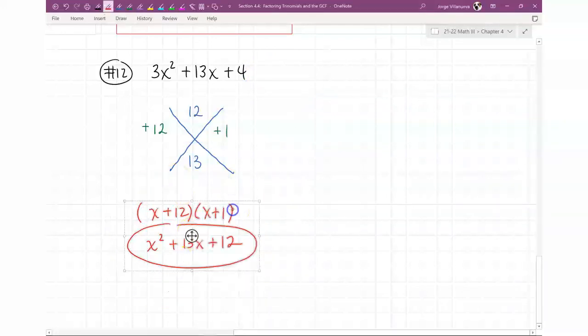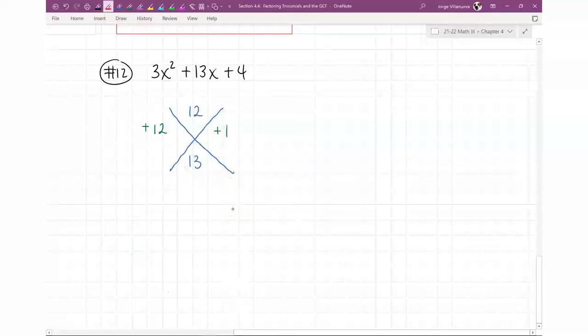Okay? If your a term is not a 1, which ours is not, ours is a 3, you need to divide by that number. The green stuff that I have right there, you have to divide by 3. So 12 divided by 3, that's a positive 4. Now I'll circle it. 1 divided by 3, I can't do it, so I'm just going to circle it.